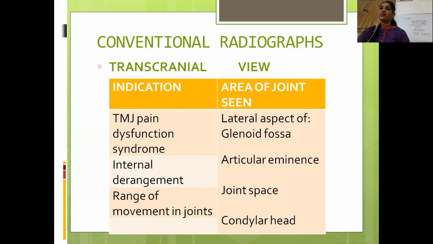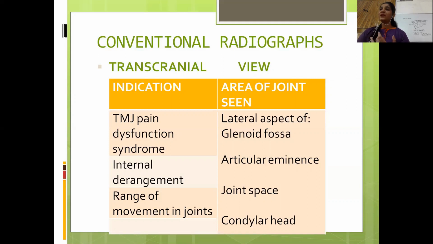So, the transcranial view. What is the indication? Transcranial view means that we are viewing the cranium from the opposite side, and we have to shoot the radiograph of the area of interest from the opposite side. It is indicated in TMJ pain dysfunction syndrome, internal derangement, and the range of movements in joints. So we have to check internal derangement, that is of the disc and the articular surfaces, and the range of movements in the joints.